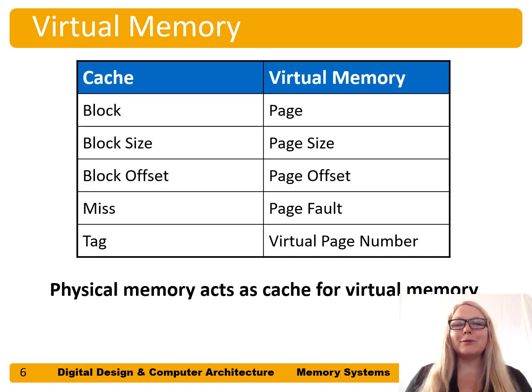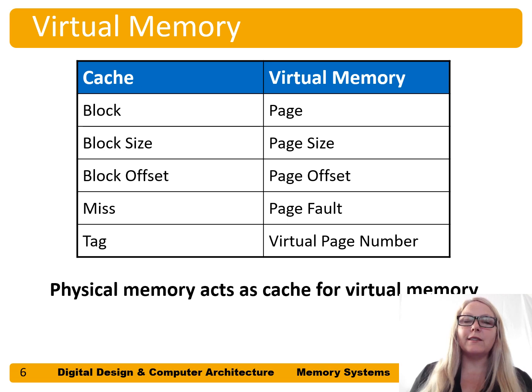So there are some analogies between caches and virtual memory. So a cache has a block size, right? The number of words that we access in a single cache line or cache block. In virtual memory, we call this a page. It's the amount of memory that's pulled from virtual memory, from the hard drive, into physical memory, or DRAM, at a given time. And so the block offset in a cache, we have what's called a page offset. So that tells us which word within that page we're actually accessing.